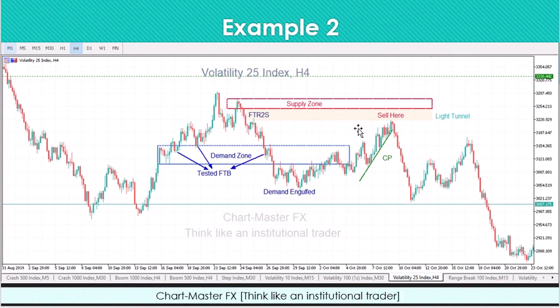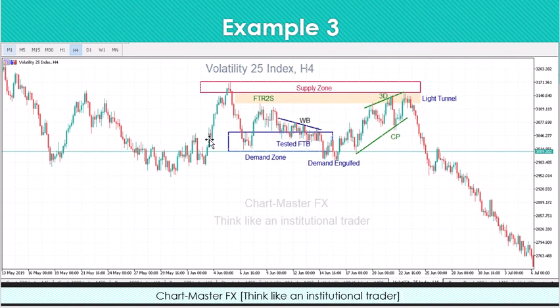So let's go to example number 3. In example number 3, guys, here we are on volatility 25 index on H4. As you can see, the first thing is for you to identify your demand zone. So here we have our demand zone, and the price is actually coming from a drop base rally.